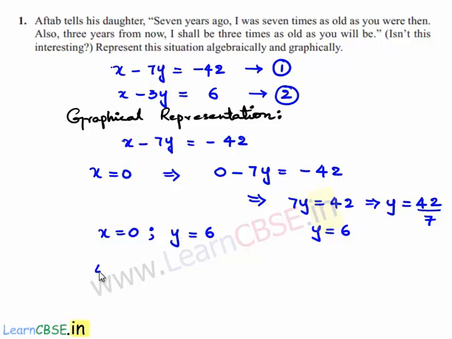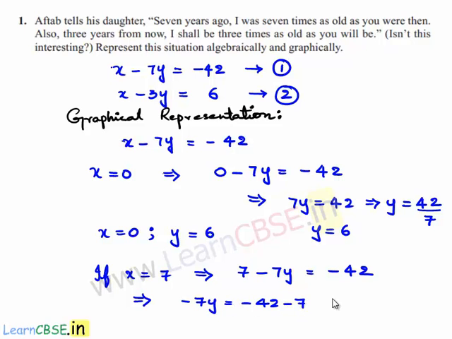And if x is equal to 7, the equation changes as 7 minus 7y is equal to minus 42. That is, minus 7y is equal to minus 42 minus 7, which is nothing but minus 49. Therefore, we can write y is equal to minus 49 divided by minus 7, which is nothing but 7. So, when x is equal to 7, y is also equal to 7. And when x is equal to 0, y is equal to 6.